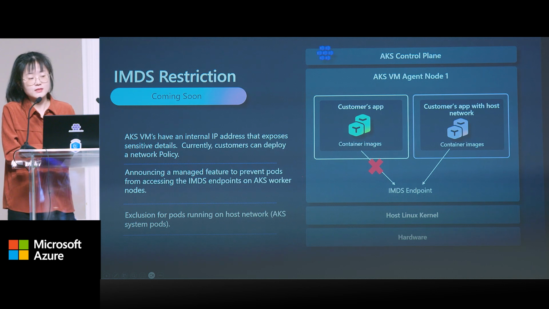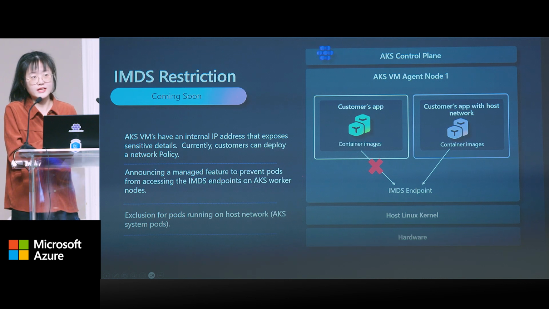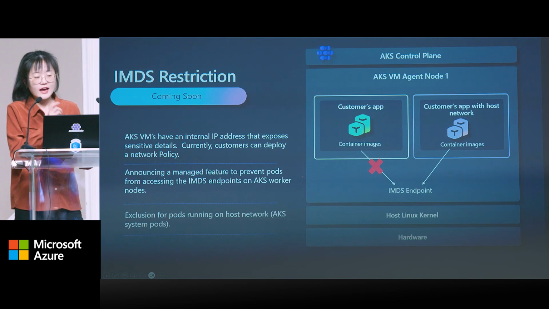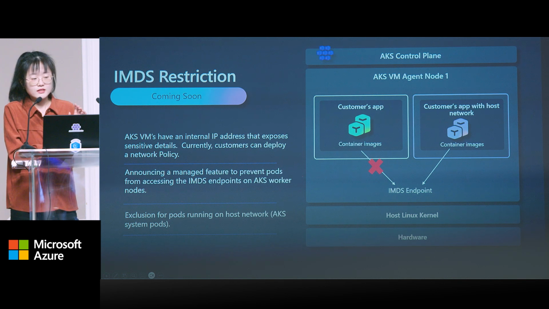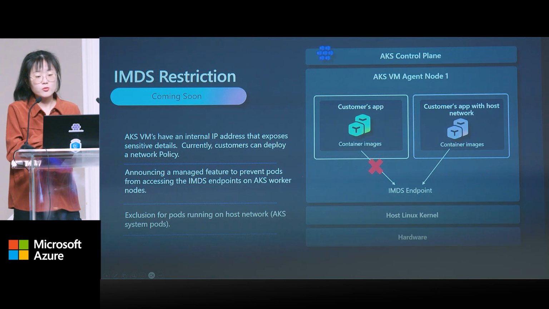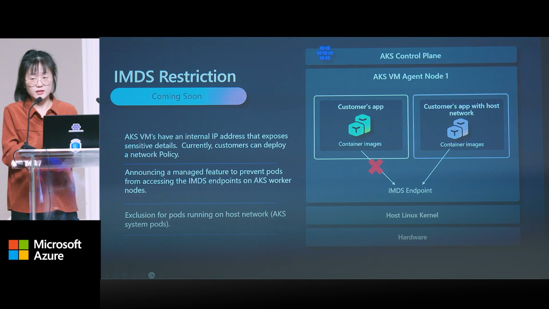So the final one is about IMDS restriction. Now I want to introduce the IMDS endpoints. What are the endpoints? IMDS endpoint is an internal IP address, it exposes the sensitive data and details. So now all the pods running on the AKS clusters, they will connect to the IMDS endpoints.